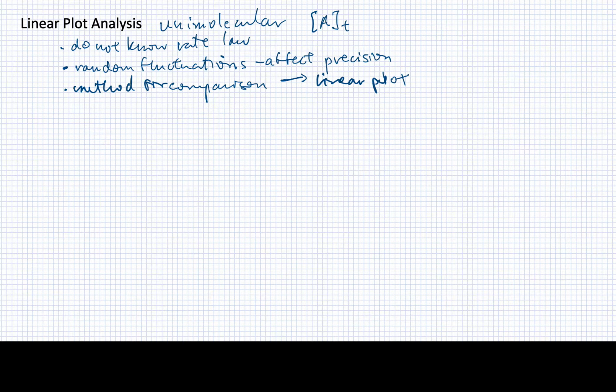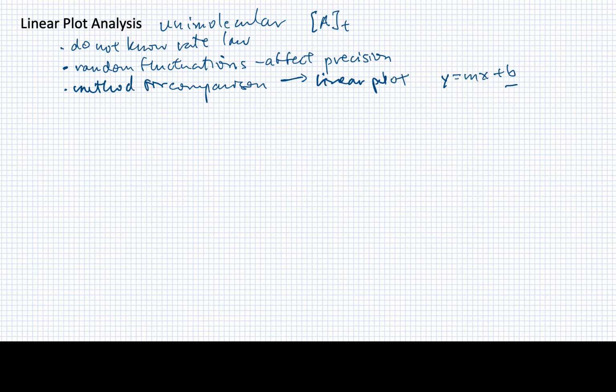Okay, so what does this mean? Now we're doing a linear plot, so we're implicitly trying to fit our data to an equation that looks like this, y = mx + b, where y and x are the two variables. x is the independent variable, y is the dependent variable, m is the slope of the line, and b is the y-intercept. All right, so that's what we're trying to do.